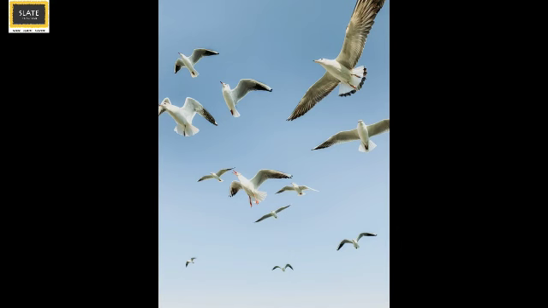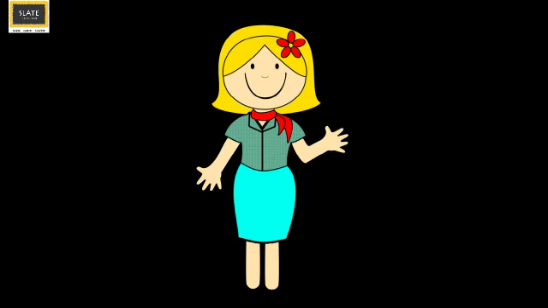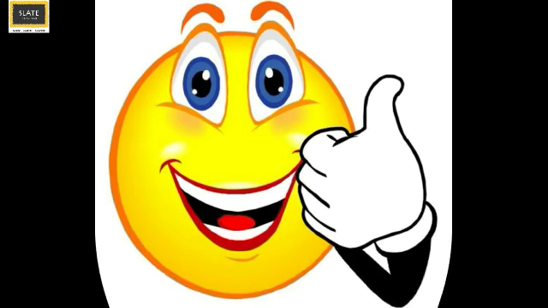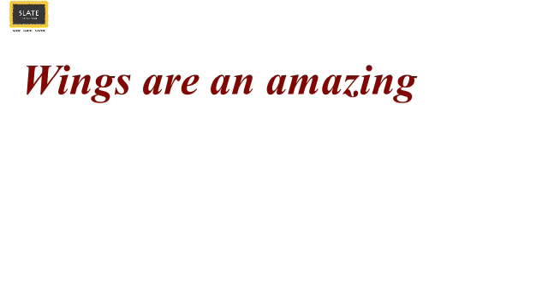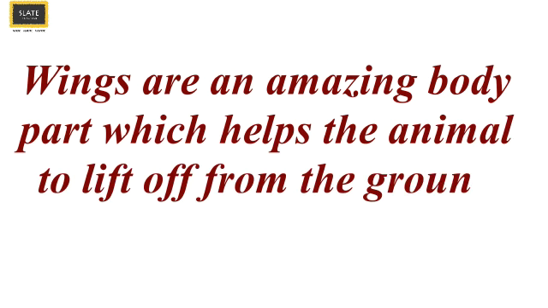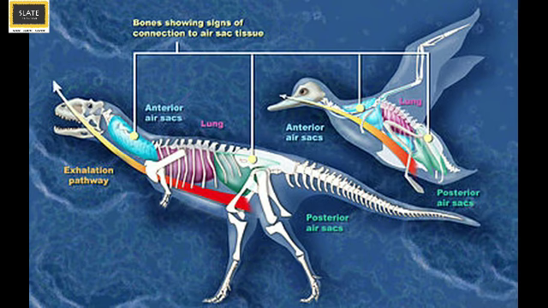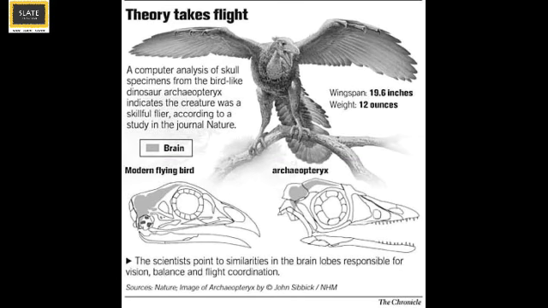So, Slaters, you all must have seen beautiful flock of birds flying high in the sky, isn't it? So, which part of birds help them in flying? Very nice. Wings. Wings are an amazing body part which helps the animal to lift off from the ground and fly. It is known that birds have descended from a form of dinosaur. The first bird was possibly Archaeopteryx. It is a winged creature which might have been able to show true flight.